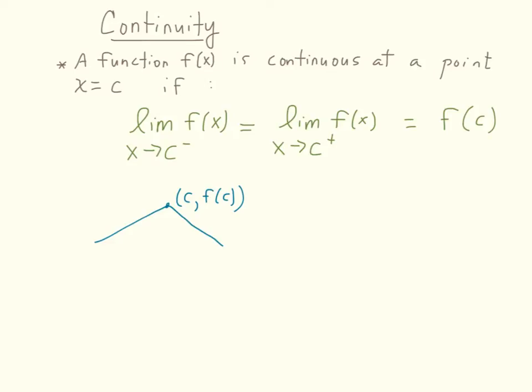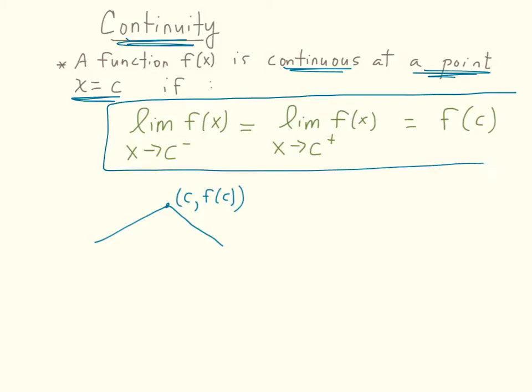All right, we're going to talk about continuity. So we say that a function f of x is continuous at a particular point, and our particular point we are referring to as x equals c. So c is our x value of interest. So it's going to be continuous if we have three things in place here.